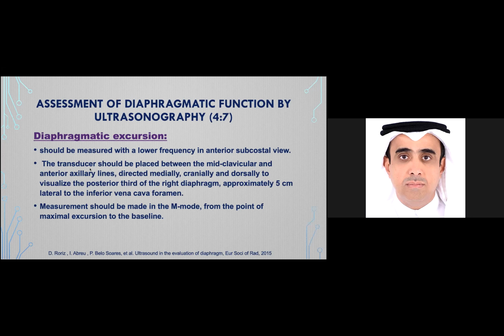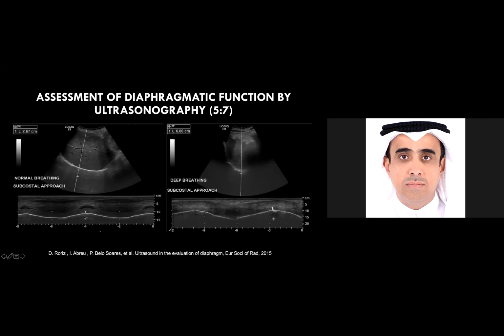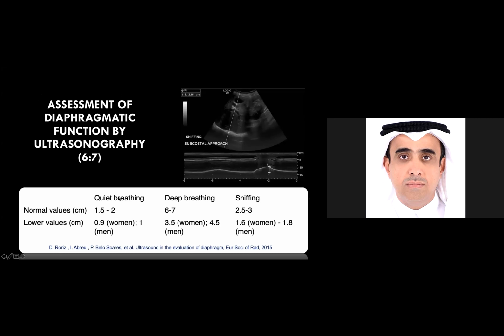If the patient breathes normally, in M-mode you can see the excursion is around 1.5 to 2 centimeters in adults. But a deep breath approaches 6 centimeters; this is the reference number for adults. Normal values: quiet breathing 1.5 to 2 centimeters, deep breath 6 to 7 centimeters, and when the patient is sniffing, 2.5 to 3 centimeters.